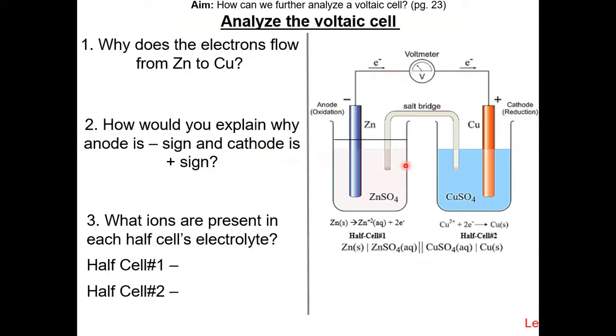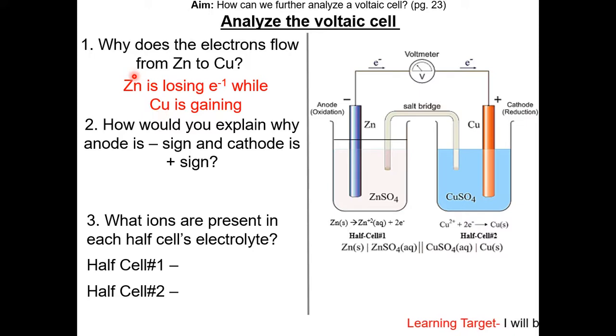Let's look at question 1. Why do electrons flow from zinc to copper? Zinc is more active than copper on Table J. Therefore, zinc will be oxidized. It will lose electrons and copper will gain electrons.